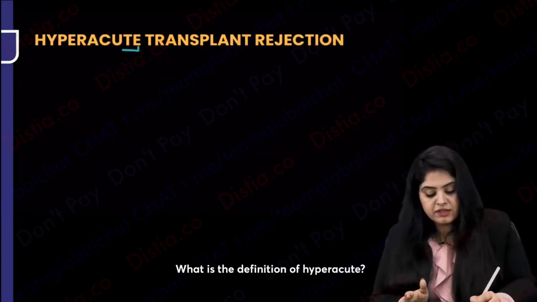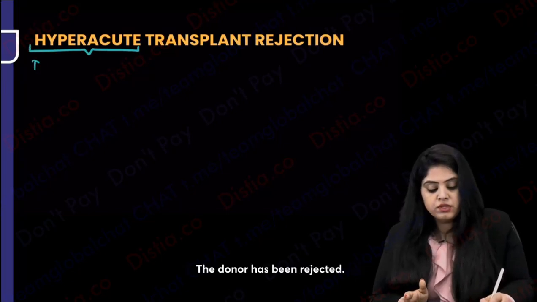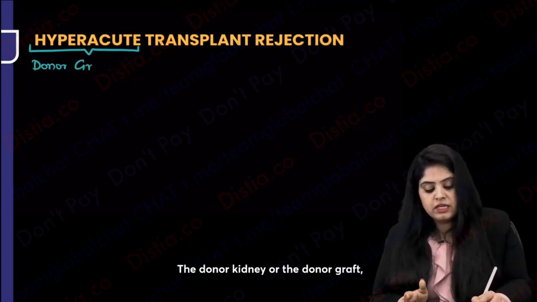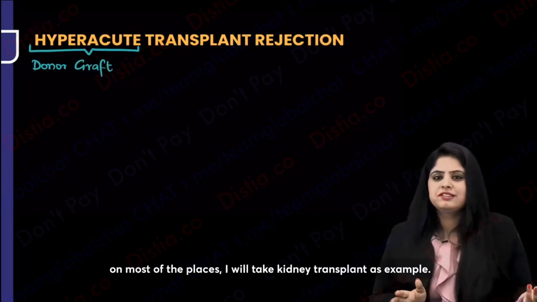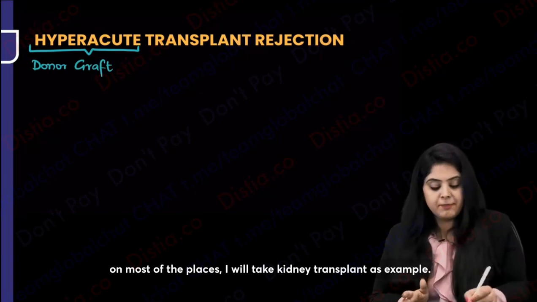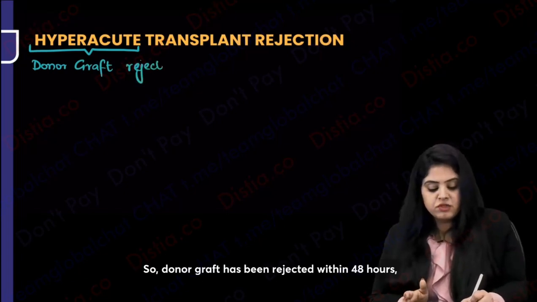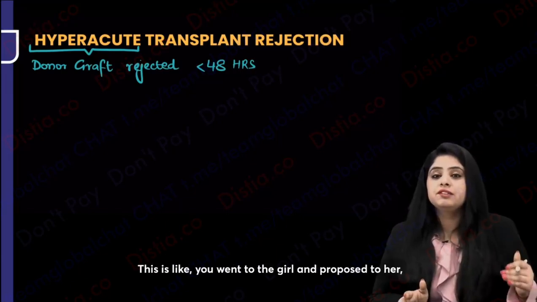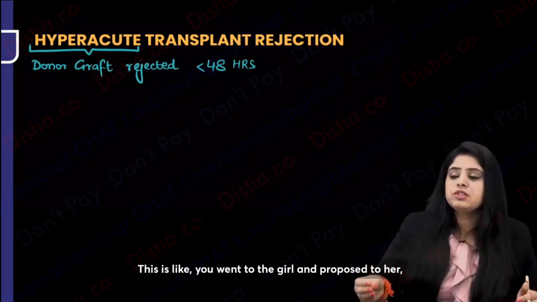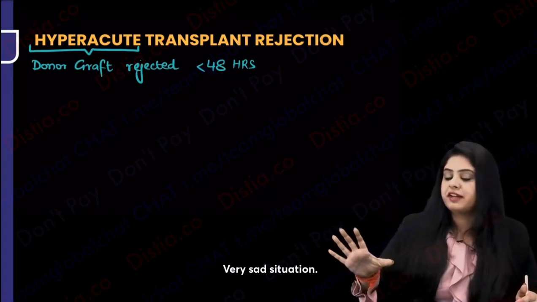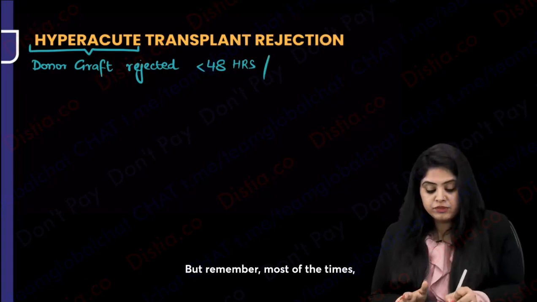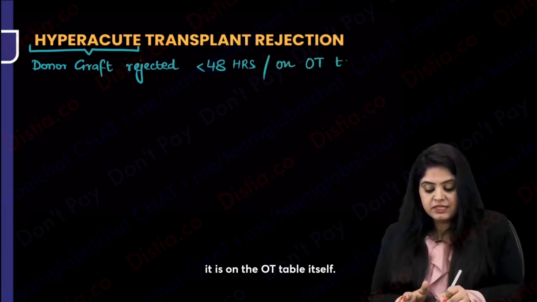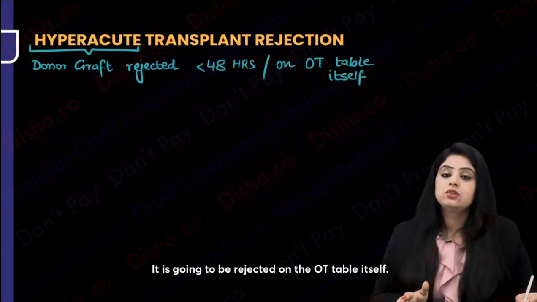What did I tell you? What is the definition of hyperacute? The donor graft has been rejected, the donor kidney, or in most places I'll take kidney transplant as an example, okay? So the donor graft has been rejected within 48 hours, and 48 hours is also the upper limit. This is like you went to the girl and proposed to her, and she has basically rejected you on your face. Very sad situation. But remember, most of the time it is on the OT table itself. You don't even have to wait for 48 hours. It is going to be rejected on the OT table itself.